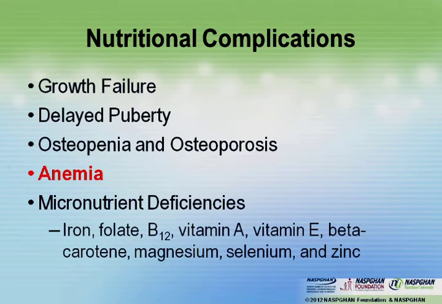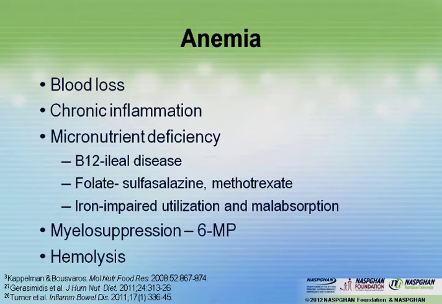Anemia. Blood loss. It can result from chronic inflammation. You may see it in micronutrient deficiency. Those patients may be B12 deficient because they have significant ileal disease. You may have folate deficiency because of other medications that they're taking, such as sulfasalazine and methotrexate, and iron, which you may have impaired utilization of, or you may have malabsorption.